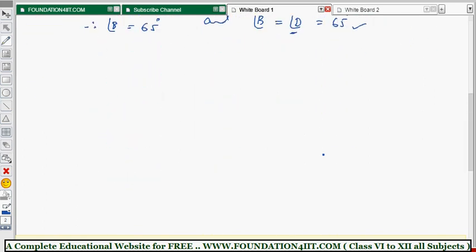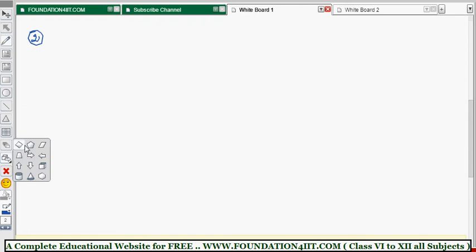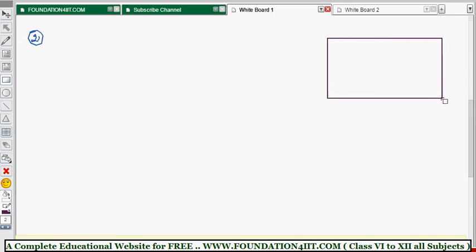So let me show you one more sum. I'll take one question about a rectangle. Let me draw the rectangle. In a rectangle, you should immediately know the properties of a rectangle. In a rectangle, opposite sides are equal, every angle is 90 degrees, and the two diagonals. Okay, let me write the question first.